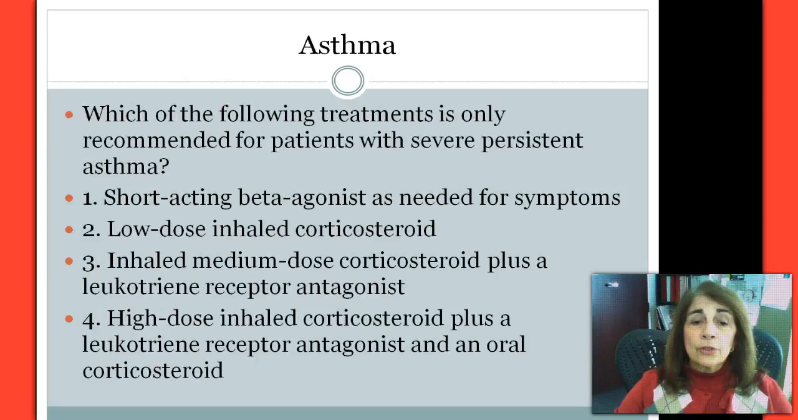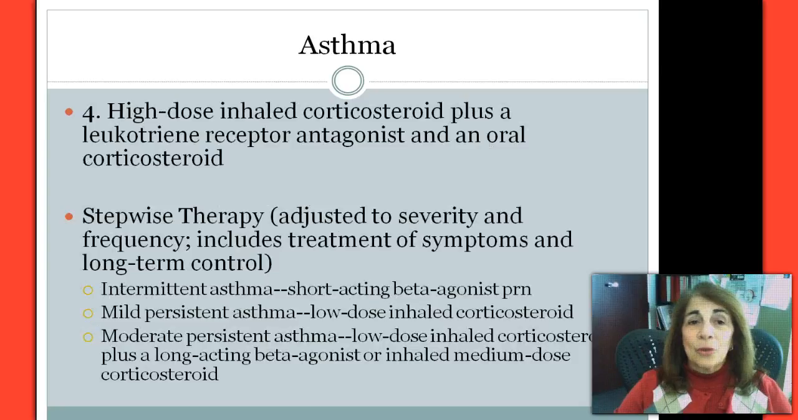Next question. Which of the following treatments is only recommended for patients with severe persistent asthma? Number 1, short-acting beta agonist, only as needed for symptoms. Number 2, low-dose inhaled corticosteroid. Number 3, inhaled medium-dose corticosteroid plus a leukotriene receptor antagonist. Or number 4, a high-dose inhaled corticosteroid plus a leukotriene receptor antagonist and an oral corticosteroid. The answer is 4, high-dose inhaled corticosteroid plus a leukotriene receptor antagonist and an oral corticosteroid.